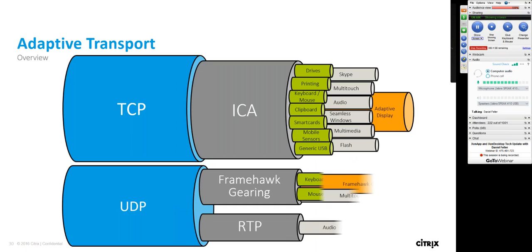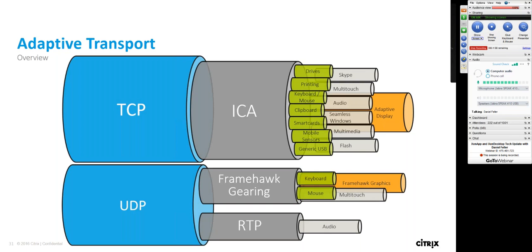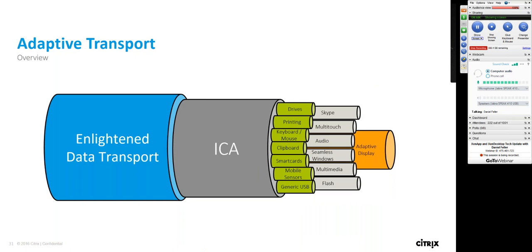So Citrix has seen this for a while, and this is how FrameHawk worked. FrameHawk was based on UDP, and we built in what we called FrameHawk gearing that adds the intelligence of TCP on top of UDP. So it's better to run this on a highly latent, high packet loss network. There have been videos out there that have demonstrated this over and over again. So what we've done is basically merge all this together and create an enlightened data transport that gives you the benefit of that FrameHawk gearing and UDP, but for all of ICA.